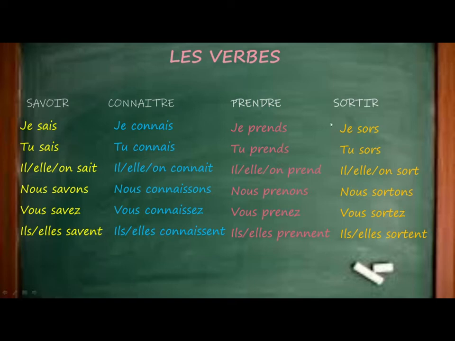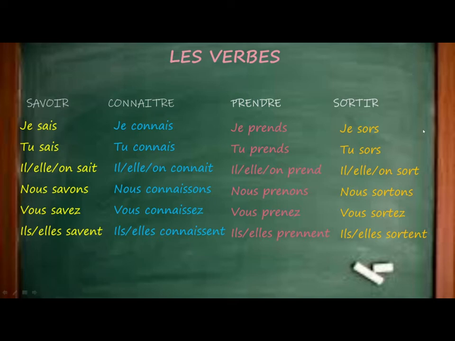And the verb sortir, which you know, means to go out. Sortir, to go out. Je sors, tu sors, il sort, elle sort, on sort, nous sortons, vous sortez, ils sortent, elles sortent. So je sors avec mes amis, I go out with my friends.